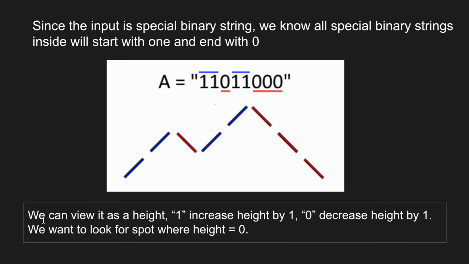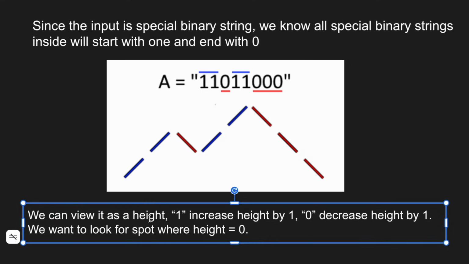And now that we know that, we can actually approach this problem as a height. So a 1 in the string will increase the height by 1, and 0 will decrease it by 1. And we want to look for the spot where the height is 0 relatively. So the height is 0 here. So this is a binary string. This is a binary substring. Height is 0 here. If we start here, so this would be a binary substring, and once we end here, this will be a binary substring.